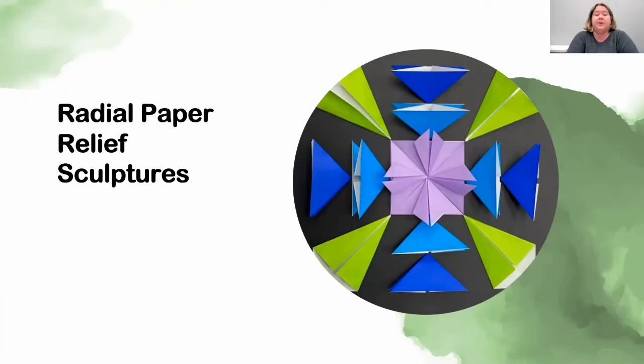As you finish your radial paper relief sculptures, reflect on the following questions. What was one of the things you learned during this project? What was challenging about this project? Well, how can you make it your own work? Try different methods, try a new fold, do different things. And could you use paper folding techniques in other things that you do?